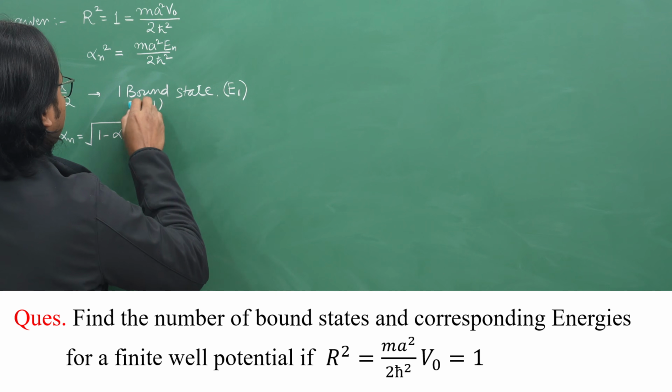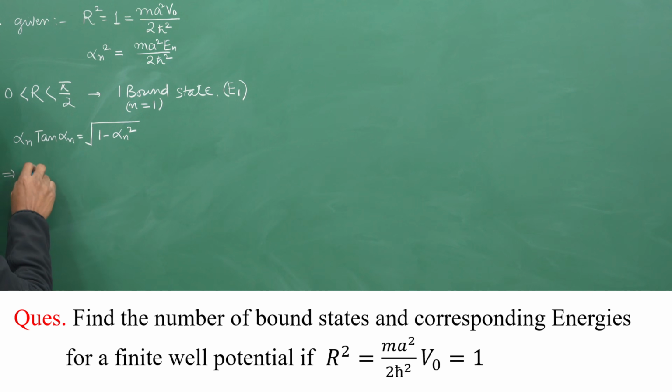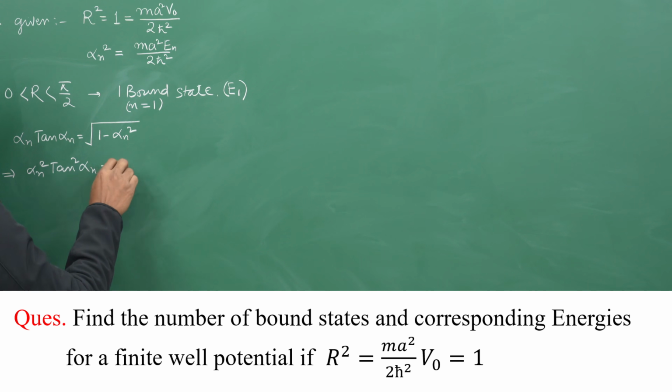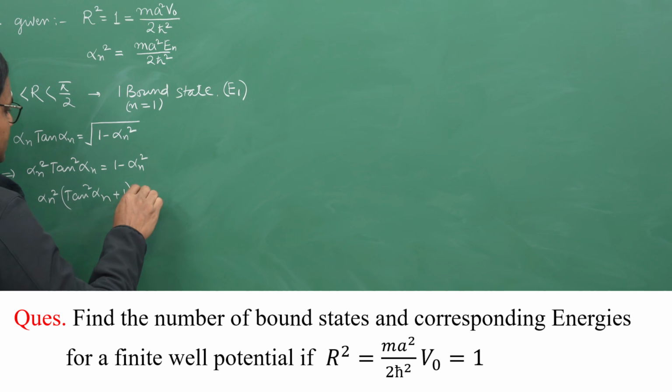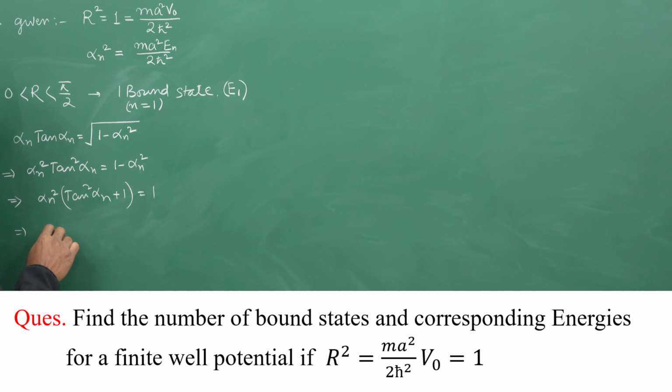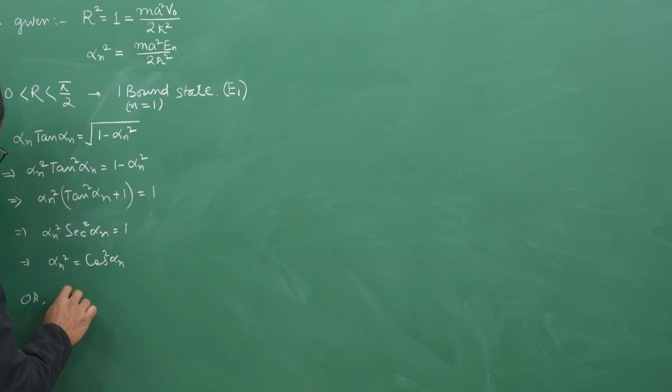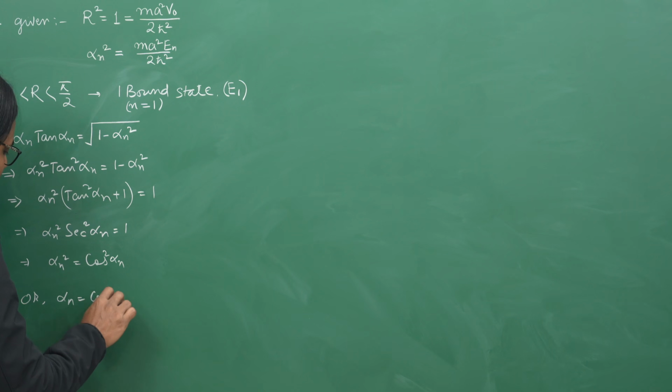Okay, so if I solve this, alpha square tan square alpha is equal to 1 minus alpha square. This simply becomes alpha square (tan square alpha plus 1) is equal to 1, which is nothing but alpha square sec square alpha is equal to 1, which is nothing but alpha square is equal to cos square alpha, or alpha n is equal to cos alpha n.